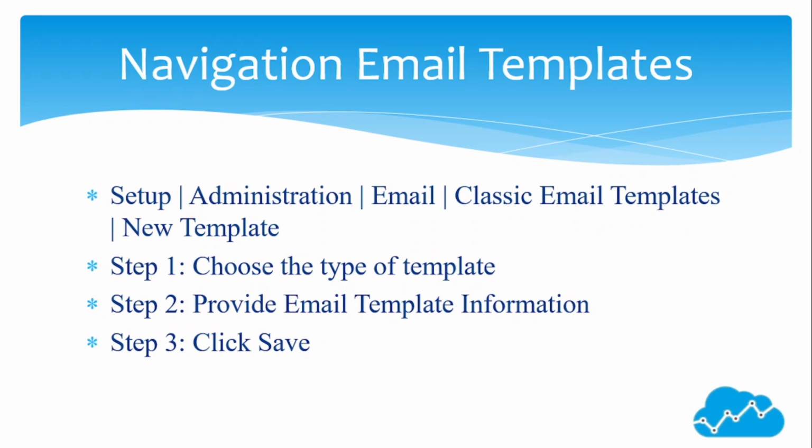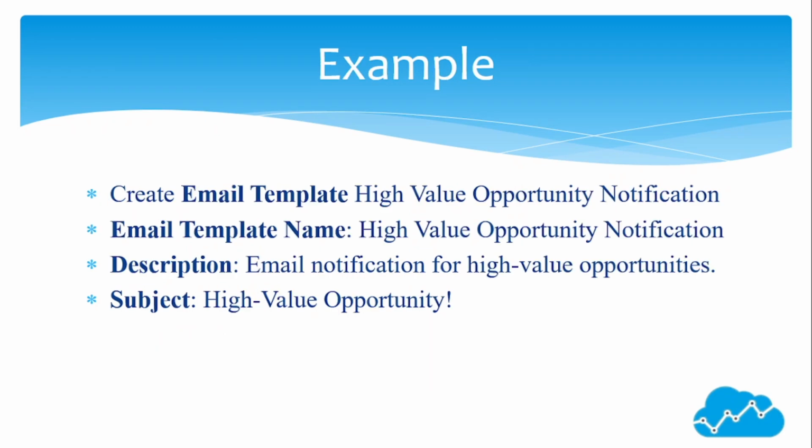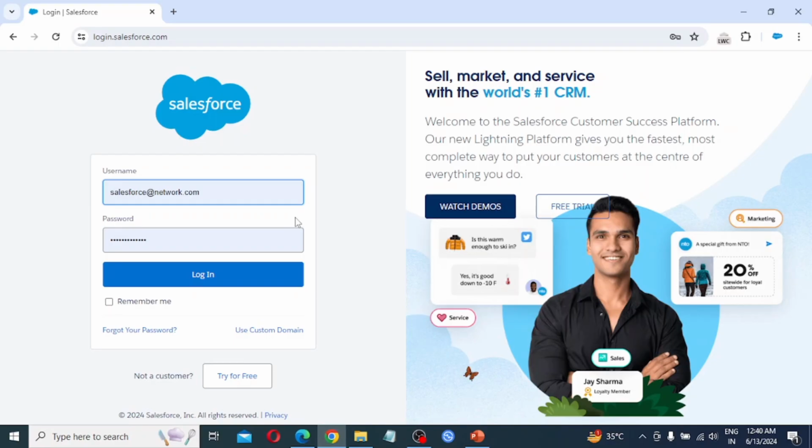Step 1, choose the type of template. Step 2, provide email template information. Step 3, click save. Let's see an example. Create email template, high value opportunity notification. Email template name would be high value opportunity notification. Description, email notification for high value opportunities. Subject, high value opportunity. So to do the practical, just log into our Salesforce account.